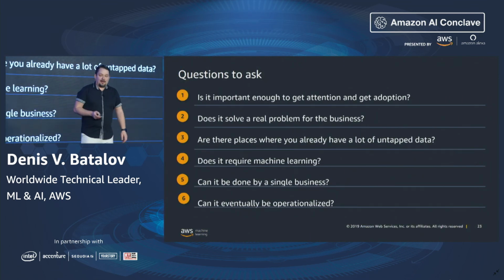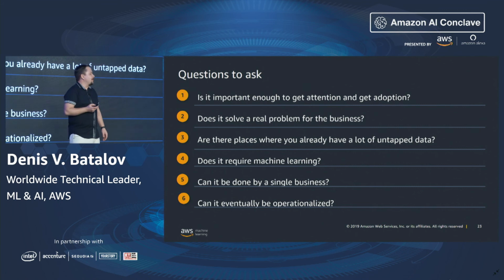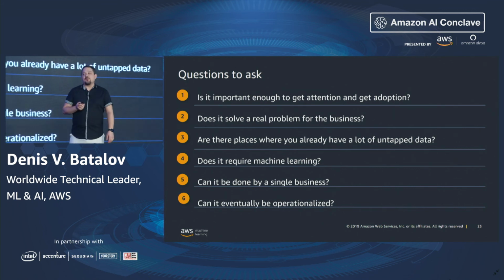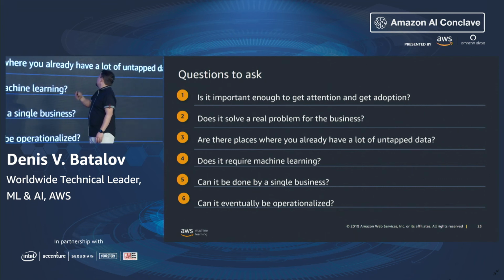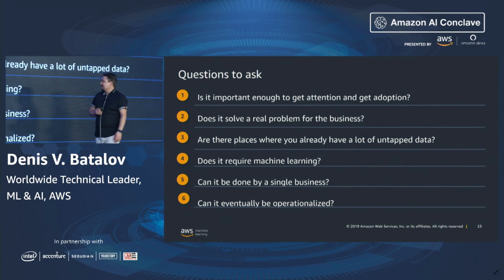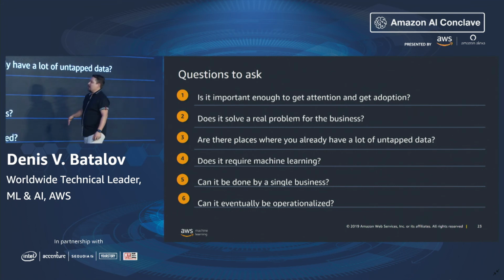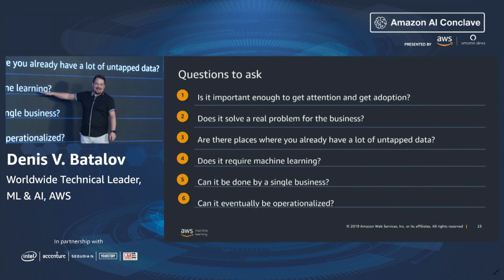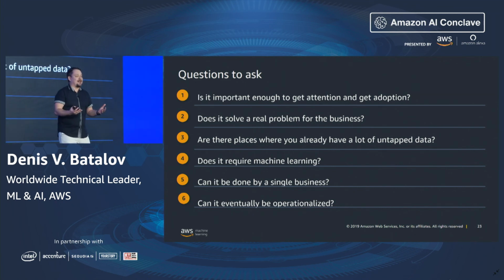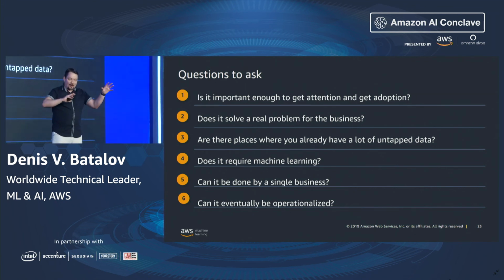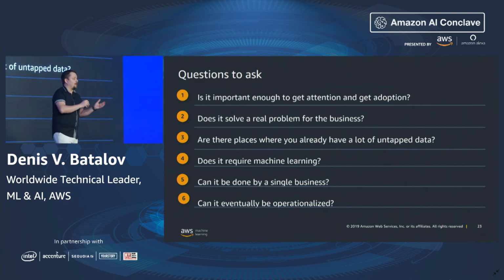So here are some of the questions you need to ask yourselves when choosing a use case. Is it important enough to get attention and get adoption? I'm not going to go through all of them, but my favorite is, does it require machine learning? I've actually met a customer, and I walked through a use case with them. We talked through all kinds of options. They explained the problem to me, and I said, well, it seems like you could probably use statistical methods here. Why are you looking for ML?